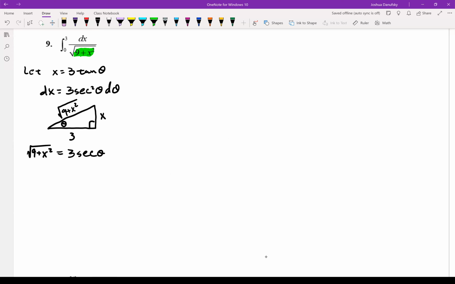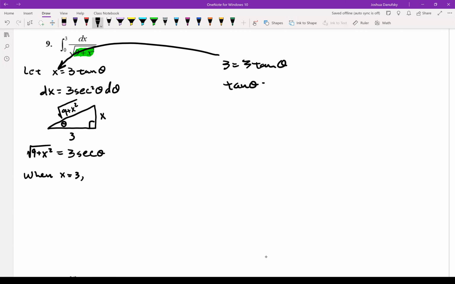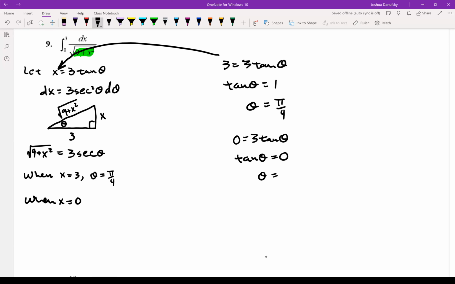The last thing we need to do before we rewrite our integral is to change the limits of integration. So when x is equal to 3, that means we're going to plug a 3 in right there. So we have 3 equals 3 tan theta. That means tan theta is equal to 1, so theta is equal to pi over 4. And when x is 0, we're going to have 0 equals 3 tan theta. Tan theta is equal to 0 when theta is equal to 0.